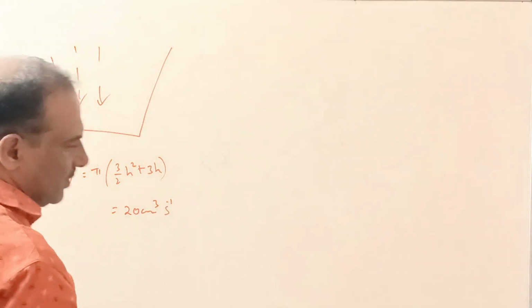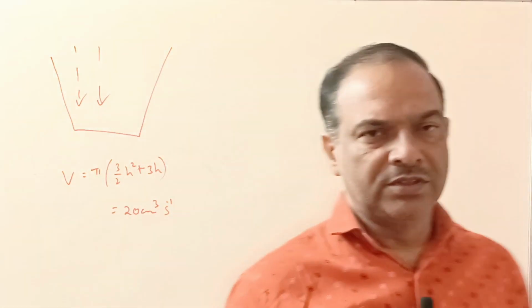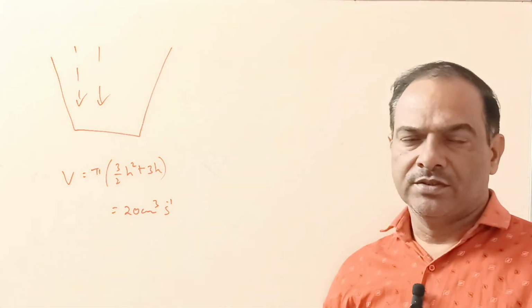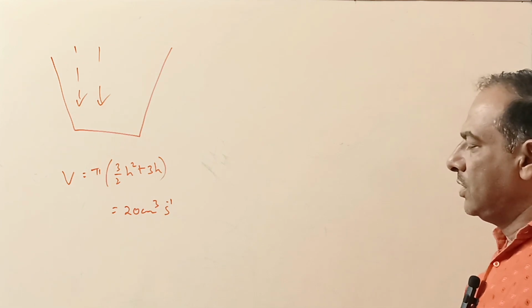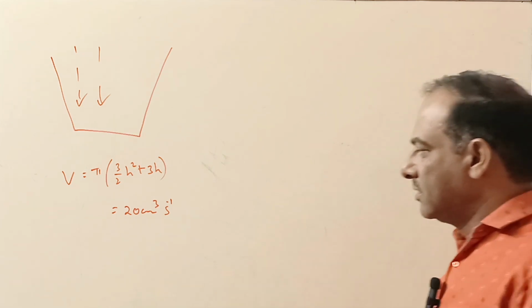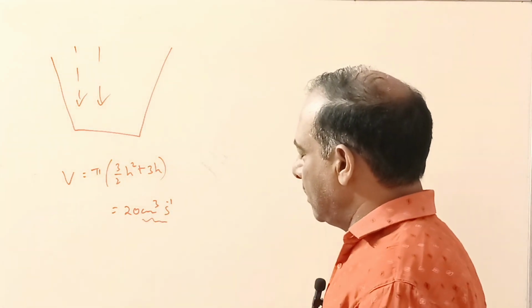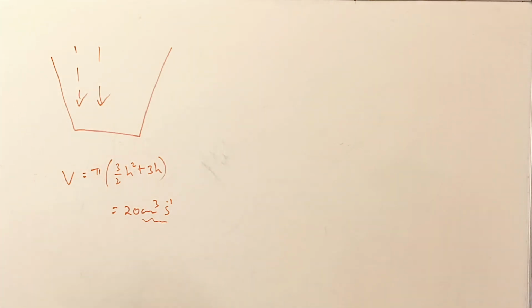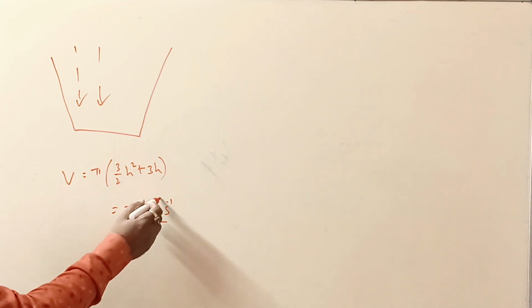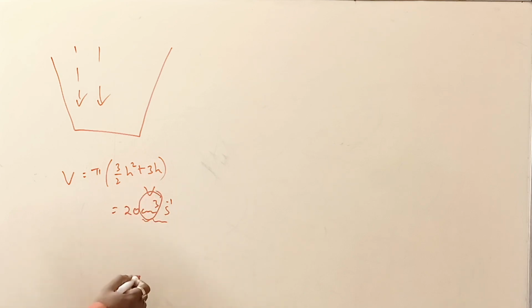Anytime you are dealing with questions like this, which are from the rate measure, the first and foremost thing you have to do is see what is given to you. In this case, it means that the water is poured in at 20 centimeter cube per second. It means that the volume of water per second which is coming inside the bowl is 20 centimeter cube. Centimeter cube shows the volume, and seconds shows the time.